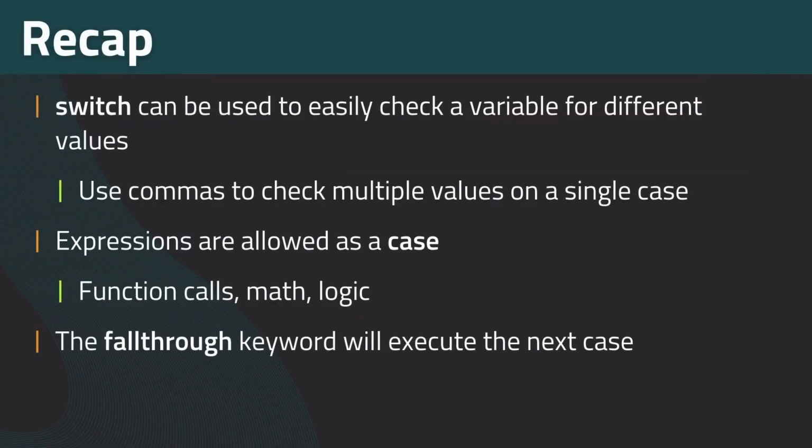Let's recap. Switch can be used to easily check a variable for different values. You can use commas to check multiple values on a single case. Expressions are also allowed as a case. You can include function calls, mathematical operations, and logic within these cases. The fallthrough keyword will automatically execute the next case, even if it doesn't match.